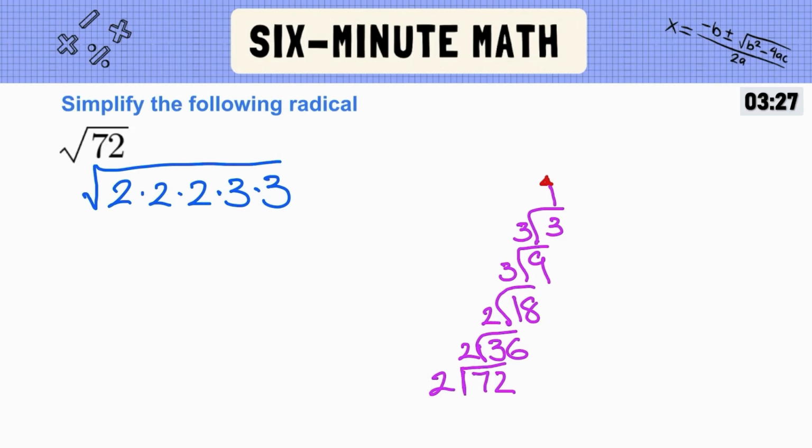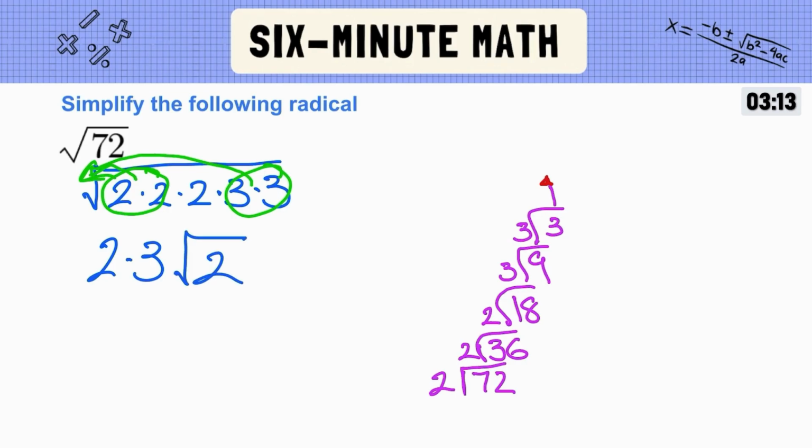And then I can remove groups of my index. We have a group of 2 and a group of 2, so that both are going to come out front. This is going to have 2 times 3 out front, root 2. 2 times 3 is 6, and then I still have my root 2.